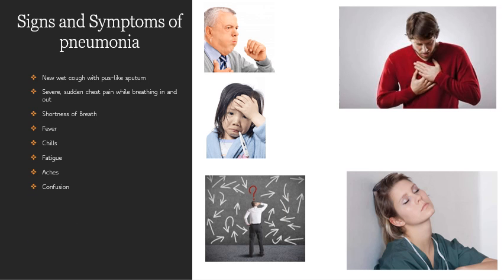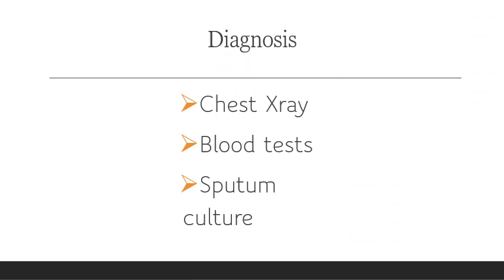Signs and symptoms of pneumonia can be a new wet cough with pus-like sputum produced, a severe sudden chest pain while breathing in and out, shortness of breath, difficulty breathing, fever, chills, fatigue, aches, confusion. So any new confusion can be a sign of pneumonia.